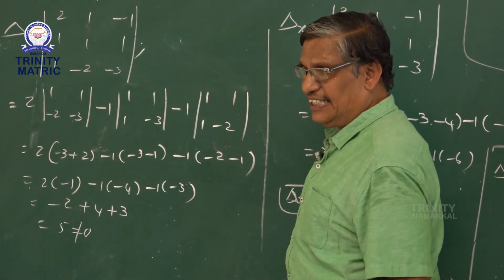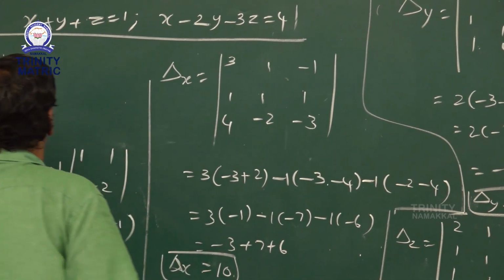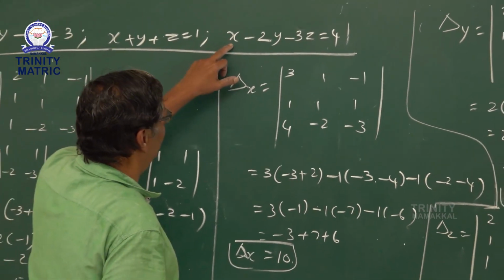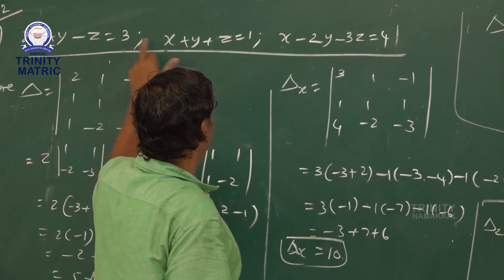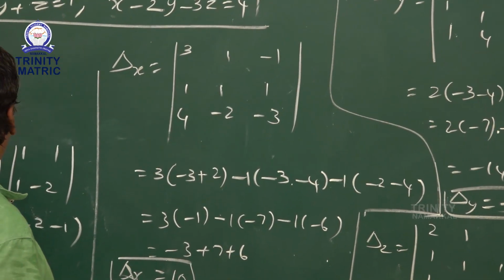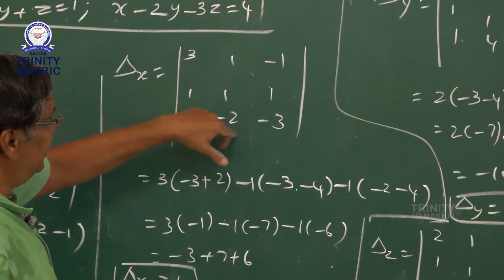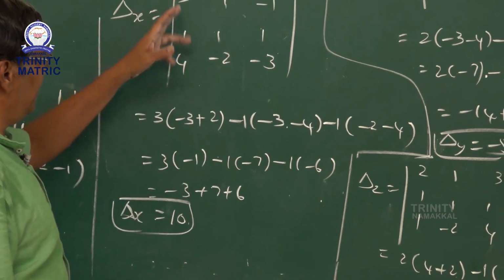So next we have to find del x. How will you find del x? For that you have to leave the coefficient of x, 2, 1, 1. Then instead of that you have to put the matrix of B. What is the element B? 3, 1, 4. You have to write the coefficient 3, 1, 4 and then the coefficients of y and z: 1, 1, minus 2, minus 1, 1, 3. Then we have to find the determinant value.